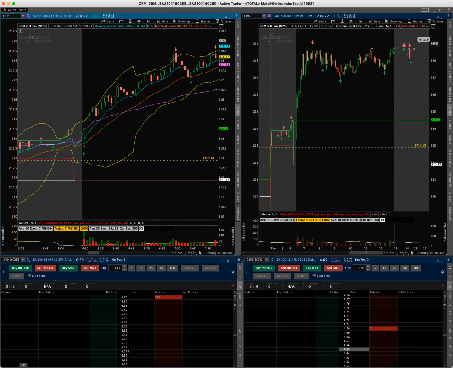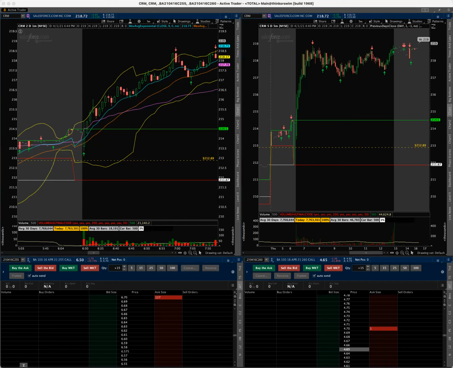Just exactly from that analysis we did on the daily time frame, we were looking for a break of 212.89. Again, top-down analysis, it's still noted on my 1 minute chart. My left-hand side is my 1 minute, so each of these candles is 1 minute. And on the right side is my 5 minute, so each of these candles is a 5 minute time frame.